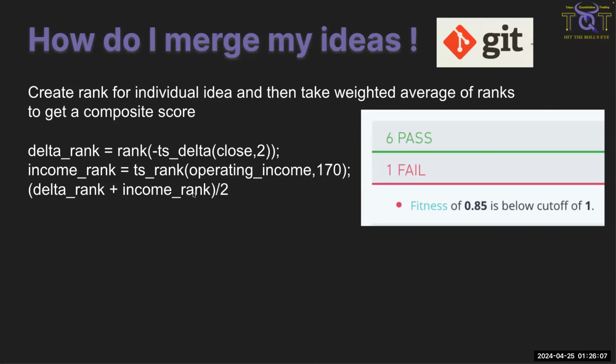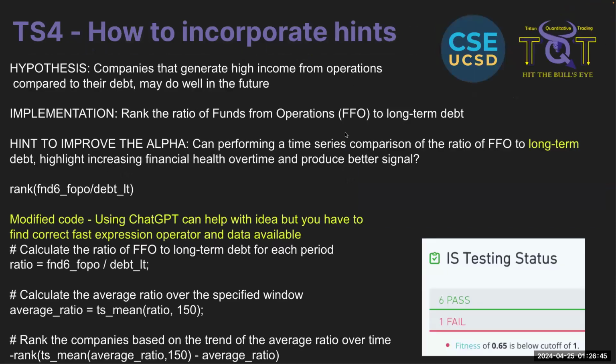Okay. So merging the ideas can be done by adding the ranks we have. One thing I want to point out is the TS rank versus rank. It's basically almost the same. TS rank just has this days parameter. So it's a time series rank. Otherwise, rank is just you are ranking based on the current data. Time series is where you are considering the whole time series. So you can read about that description in the operators in the WorldQuant portal.